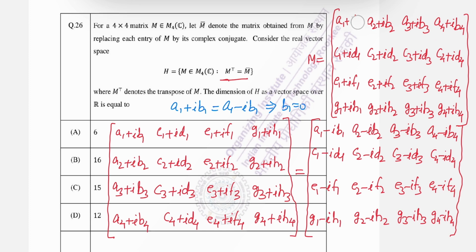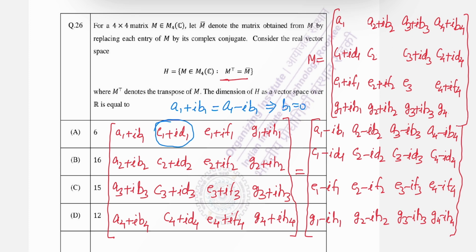So here you see B1 will be 0, accordingly D2 will be 0, D3 will be 0, and H4 will be 0. Okay, so now our matrix M has reduced. Now we compare the next entries. Now we have done along the diagonal.